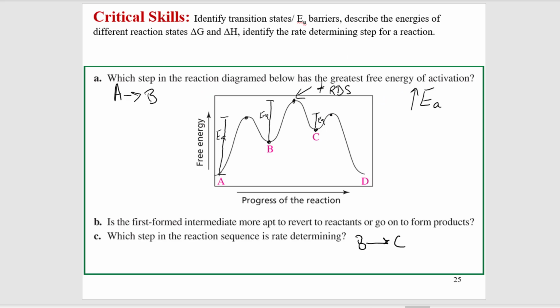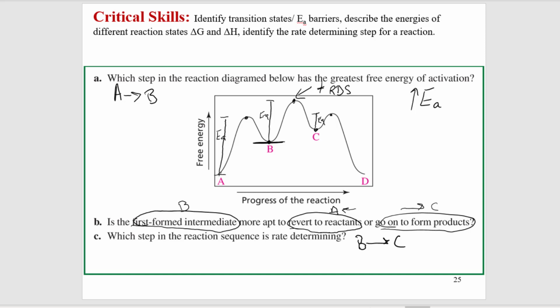So therefore, the first formed intermediate is B, right? The first formed intermediate is B. Is B more apt to go to C, or is it more apt to go to A? Is it more apt to revert to the reactants, which is A, go back to A, or go on to form products? It has to go to C and ultimately to form products. So in which direction is it likely to go?